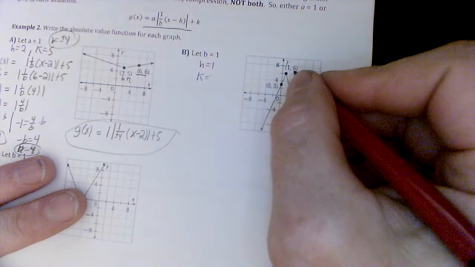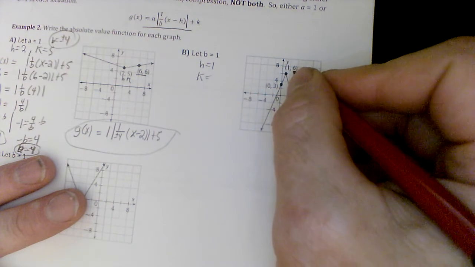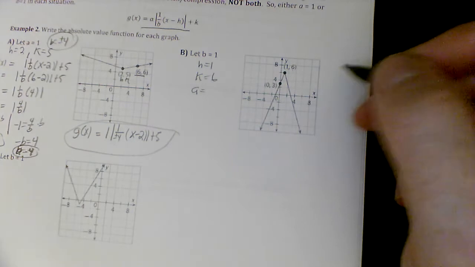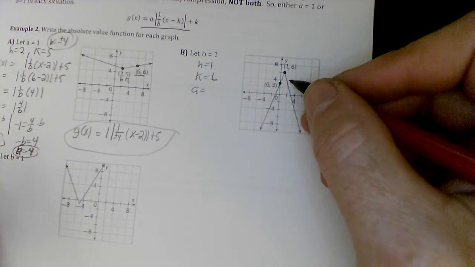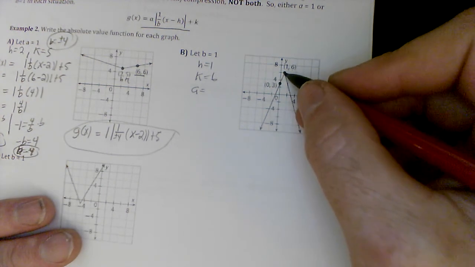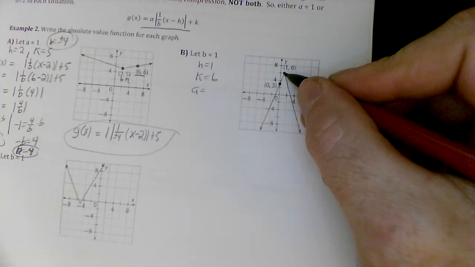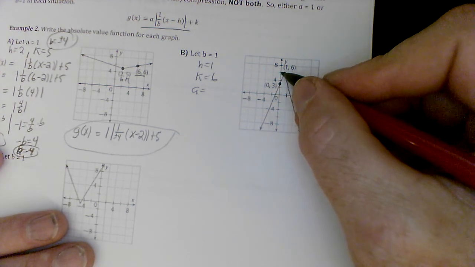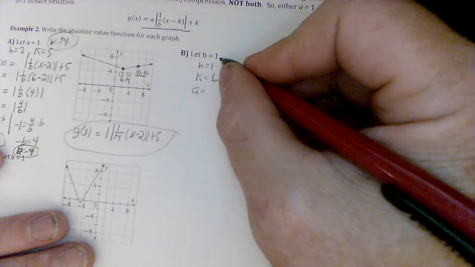K is the Y value of my vertex, so H is the X, K is the Y, that is 6. And maybe it'll give us B. The only way you'd know if it gives you B, kind of an easy way to do it, is if my X value changes by 1, right? Then I can assume that 1 is equal to my B.